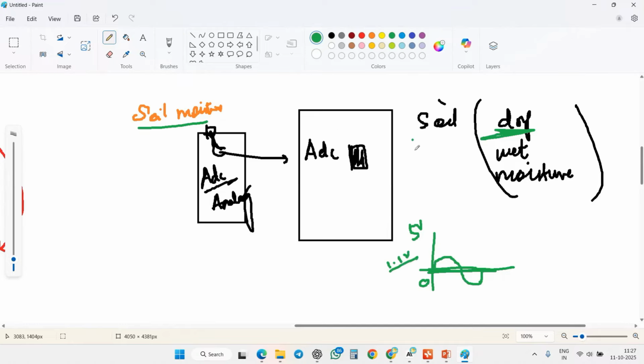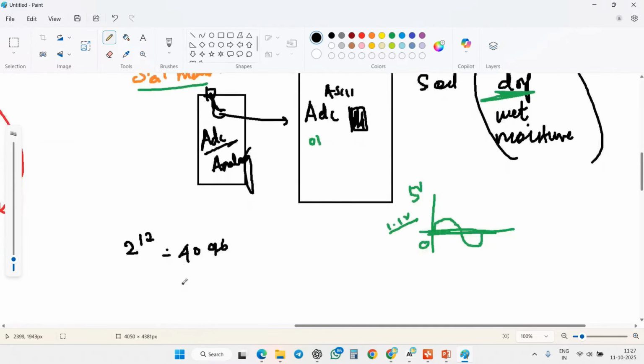This 1.1 volt, the microcontroller can't understand. It can only know zeros and ones. We need to translate this. For that, we are introducing this resolution. This needs to be converted. This resolution means I have a resolution value of 12 bit. 12-bit resolution means 2 to the power of 12, which is 4096. If you take the values from 0, it produces 0 to 4095.